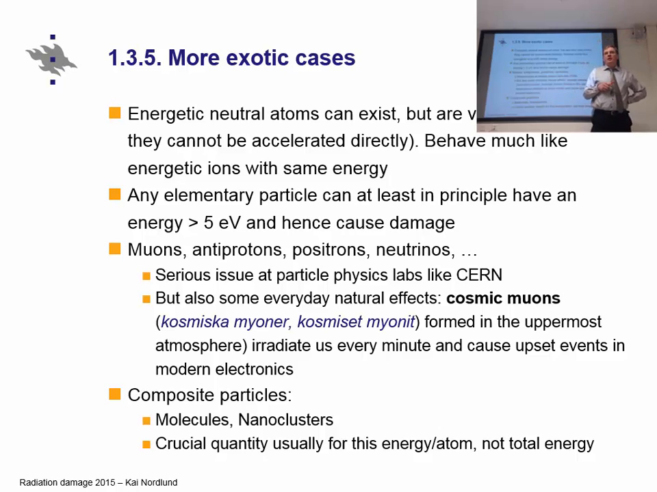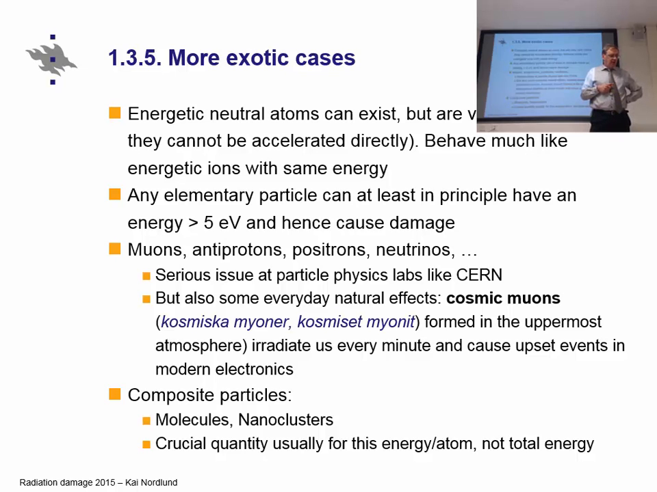Well, so those four were basically the most important sources of ionizing radiation. But there are many others and can be many others. One can make energetic neutral atoms with special implanters, which first accelerate ions and then neutralize them. But one can basically take any elementary particle, any charged elementary particle, such as a muon, and accelerate it: muons, antiprotons, positrons, neutrinos, and so on and so on. Some of these exist also in nature.